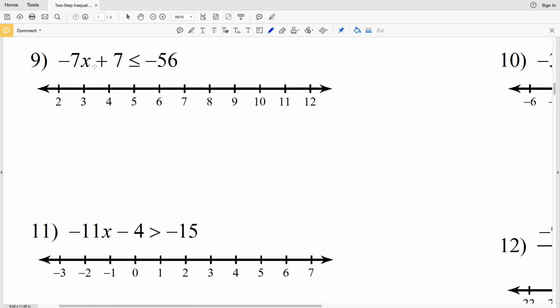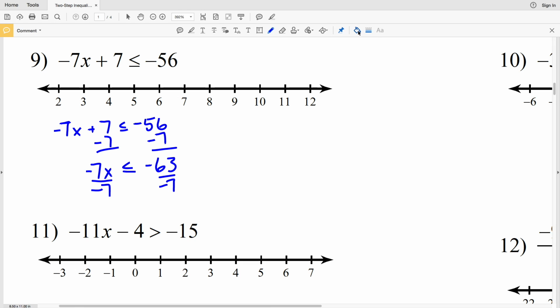In number 9, we have negative 7x plus 7 is less than or equal to negative 56. I'm going to start by subtracting 7 from both sides. That'll leave me with negative 7x is less than or equal to negative 63. Then I'm going to divide by a negative 7. And since I'm dividing by a negative, we are going to flip the inequality. So I'll have x is now not less than or equal to, but it is now greater than or equal to negative 63 divided by negative 7, which is a positive 9. So circle and fill in the 9 and then shade in everything to the right of the 9 since x is greater than or equal to 9.